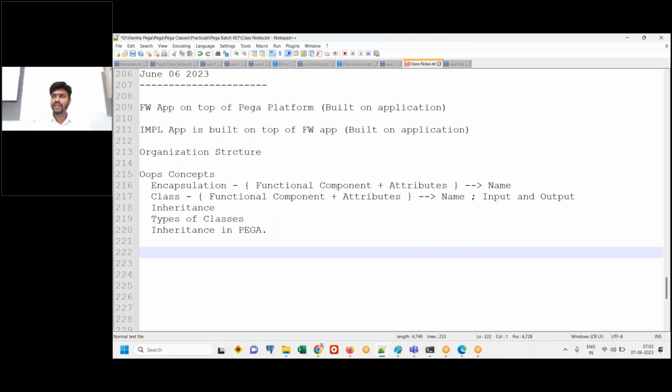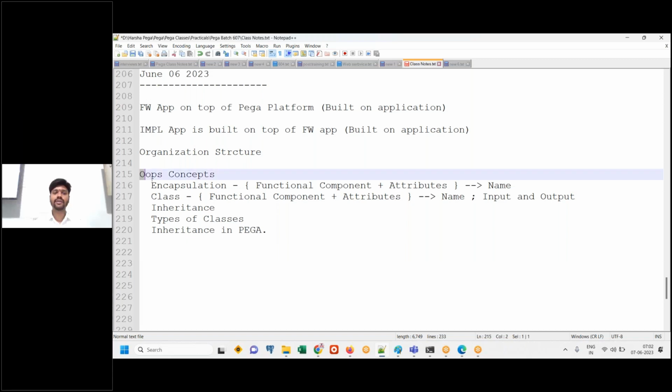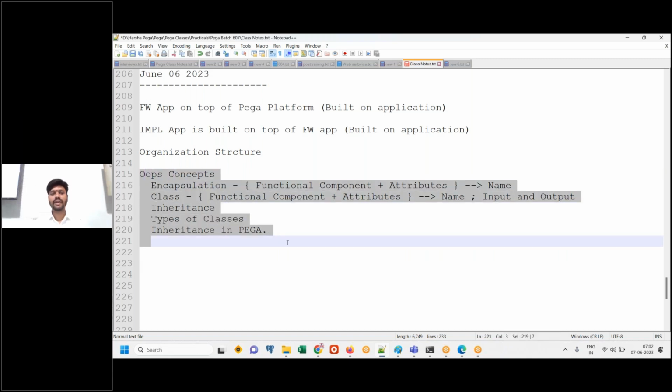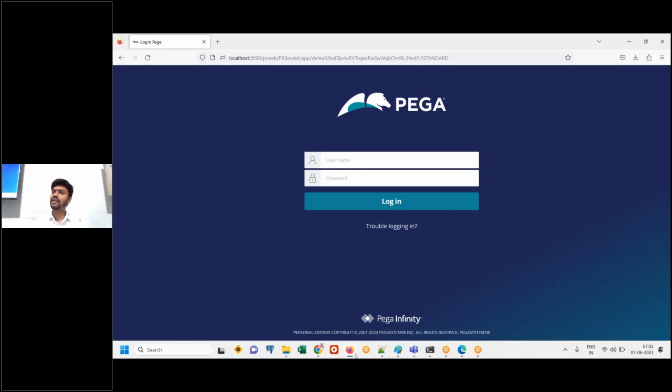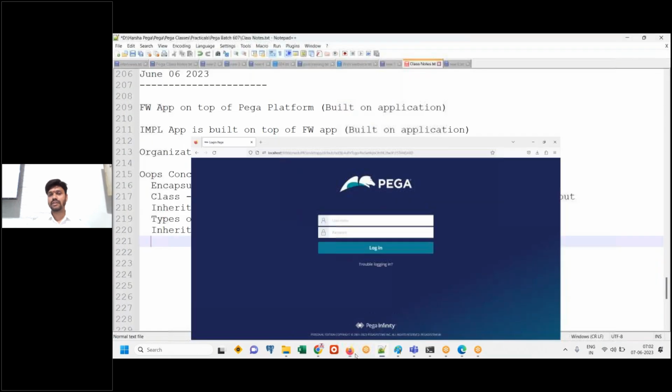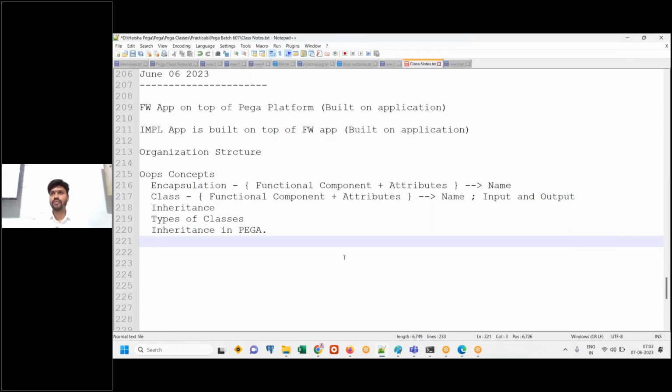After that we have started looking into OOPS concepts. Why do we need to bother about object oriented programming system concepts when we are working on Pega? What is the reason for it? Because Pega is built based on Java, right? So in order to develop this system internally, they have used Java. So any development that we are going to do, we definitely follow object oriented programming system concepts, because Java is built based on OOPS concepts.